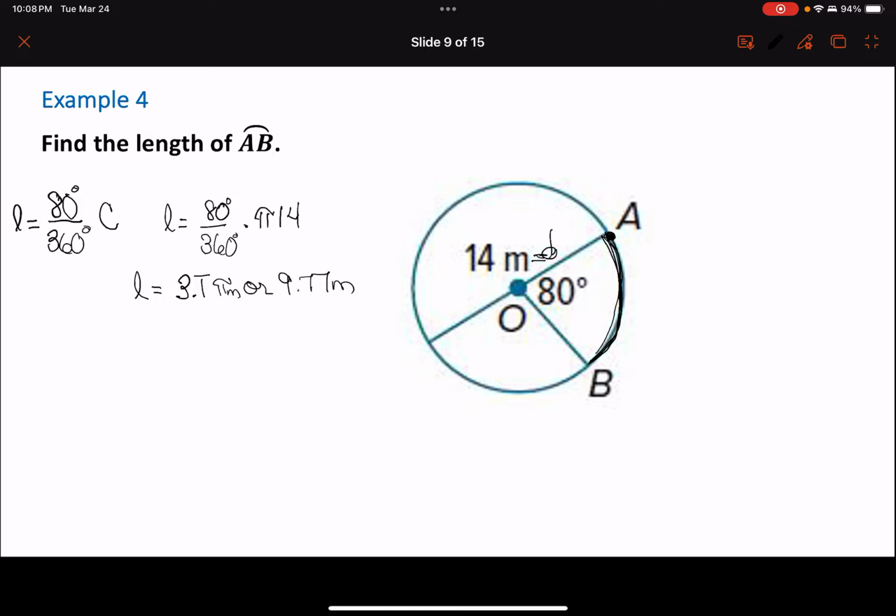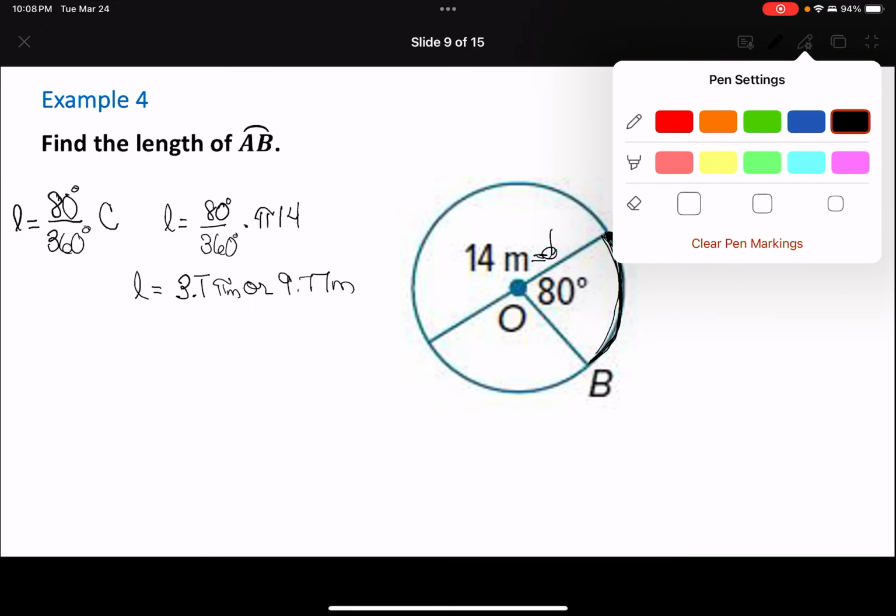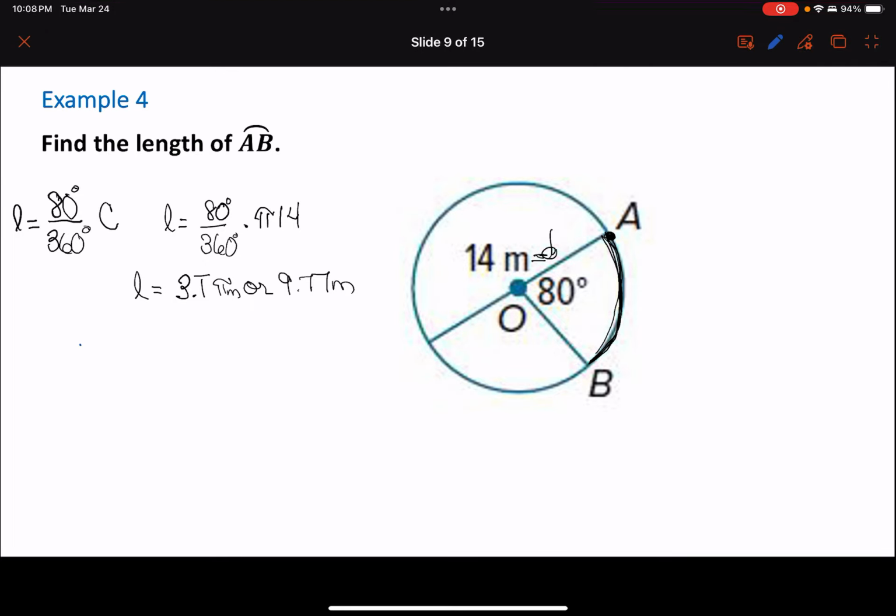The other way of setting it up is to set up a proportion. So if we want to set up a proportion, we say 80 degrees is to 360 degrees as our arc length is to our circumference. Or 80 degrees is to 360 degrees as our arc length is to 14 pi, since our circumference is pi d when we're given the diameter. Or the circumference is 2 pi r when we're given the radius.